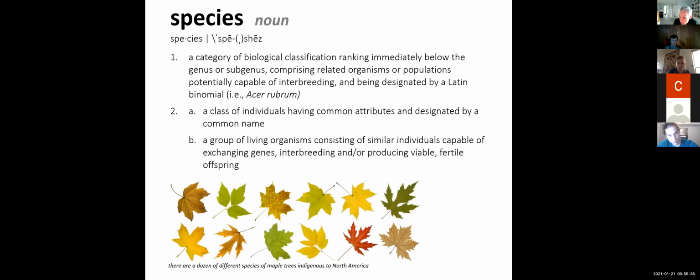These are all maple leaves, by the way, and there are a dozen different species of maple trees indigenous to North America. They're all maples, but they are different species of maples. So even though they're all maples, they can't interbreed with each other. Red maples can interbreed with red maples, and silver maples with silver maples, but a silver maple and a red maple can't naturally interbreed.